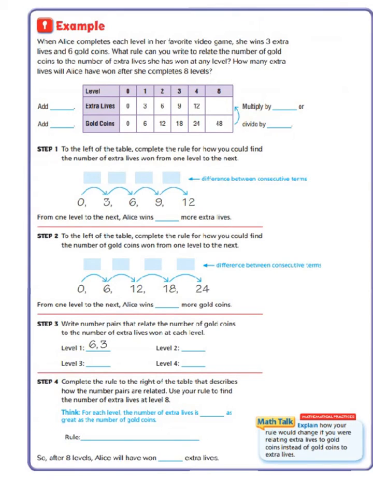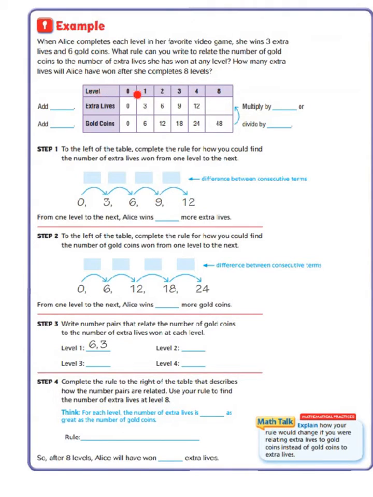Now let's take a look at another example. Let's begin by reading our word problem. When Alice completes each level in her favorite video game, she wins 3 extra lives and 6 gold coins. What rule can you write to relate the number of gold coins to the number of extra lives she has won at any level? How many extra lives will Alice have won after she completes 8 levels?